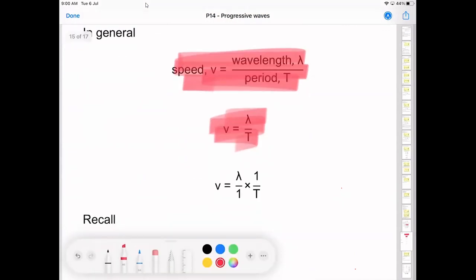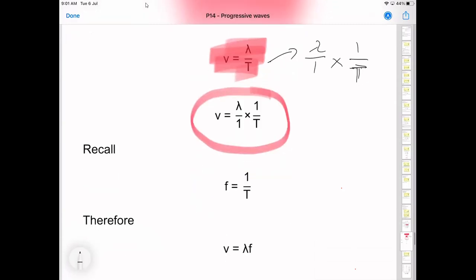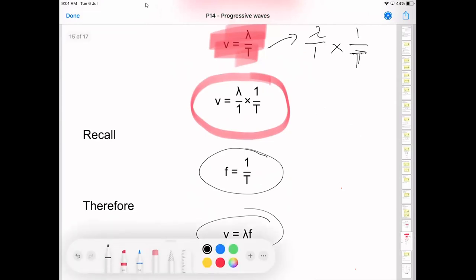You can break those two things apart, and you can write it as wavelength over 1 times 1 over T. So I've just broken that apart. I've taken this, and I've said that this is lambda over 1, and I'm multiplying it by 1 over T, because multiplying by 1 over T is the same as dividing. Cool, and then recall that we have a relationship between frequency and period, and therefore we can solve for the wave equation. The velocity of the wave is equal to the wavelength times the frequency. Cool. Everybody happy with that?